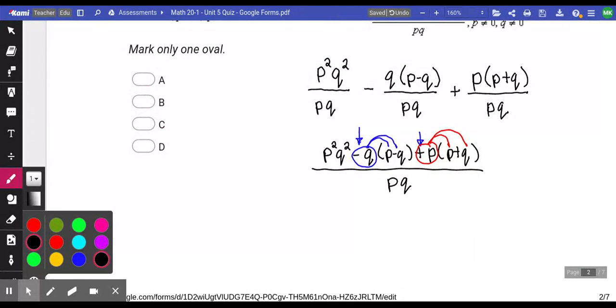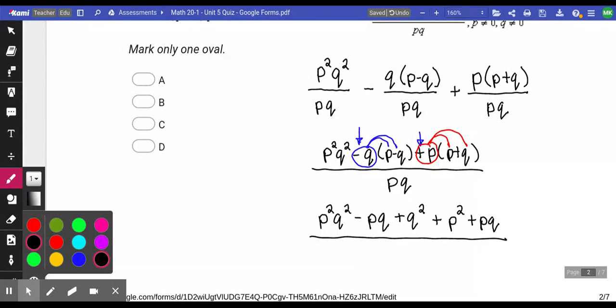If I do that, I get p squared q squared minus pq plus q squared plus p squared plus pq, divided by pq. Just so you can see where things came from, my blue stuff up here that I expanded in blue, that's right here. My red stuff that I expanded up here, that's these ones.